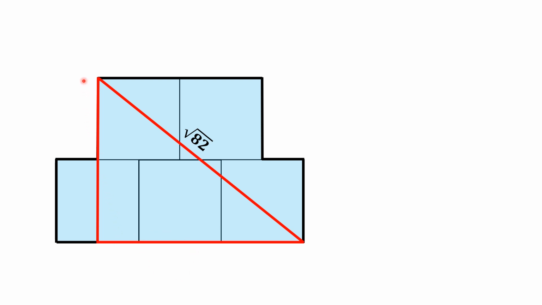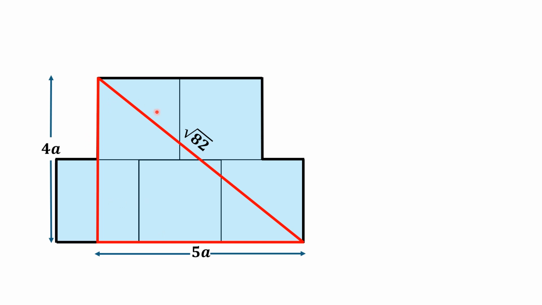Let's call the side length of a square equal to 2a. Then this length is 2a, this length is also 2a, this length is 2a, this length is 2a, and this length, which is half of 2a, that is a. So from here, this side, which is square root of 82, is the hypotenuse of this right triangle, and this leg is 4a, and this leg is 5a.